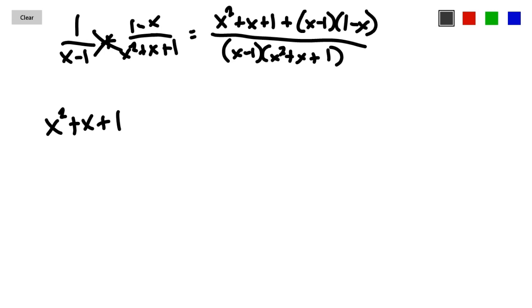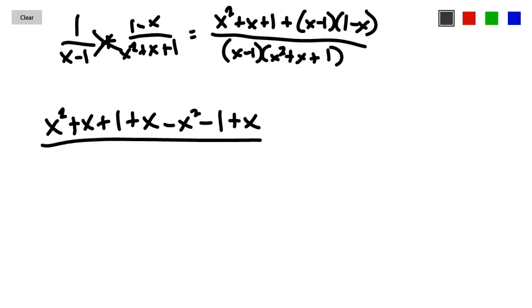When I go to FOIL, I've got x times 1, which gives me a plus x. X times a negative x gives me a minus x squared. I've got a negative 1 times 1, which gives me a minus 1. And then a minus 1 times a minus x, which gives me a plus x. And the denominator stays the same because it's completely factored already.